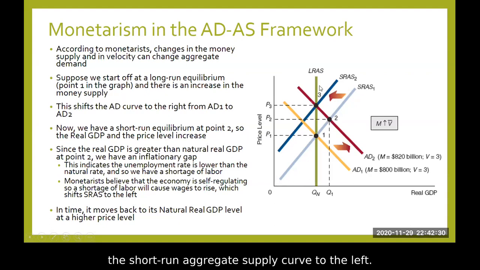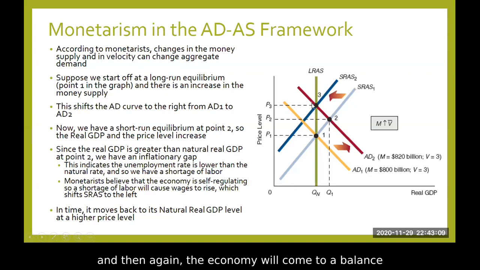So essentially, we start off at Qn and this point 1, and then an increase in the money supply will, for a short amount of time in the short run, throw us off from long run equilibrium and take us to an inflationary gap. And then because we have a shortage of labor, wages will have to go up to encourage people to fill in new positions. And then with the increase in wages, the short run aggregate supply curve will shift to the left.